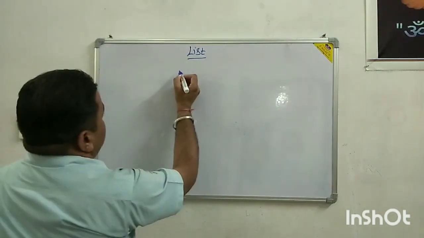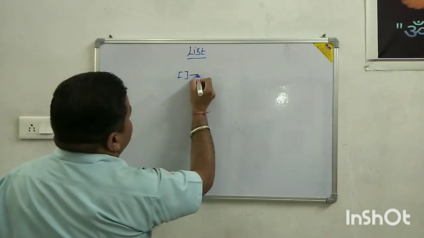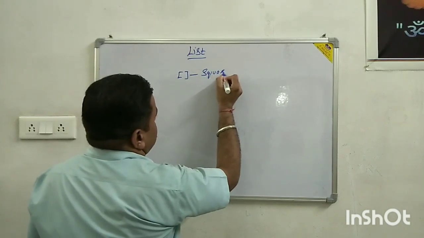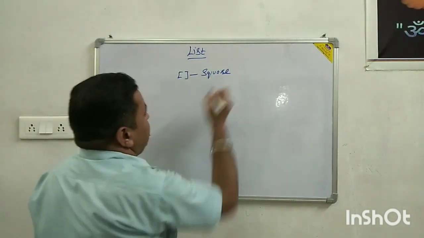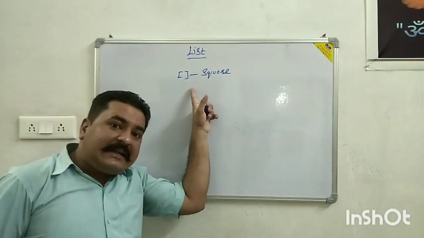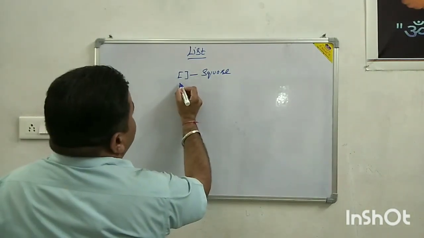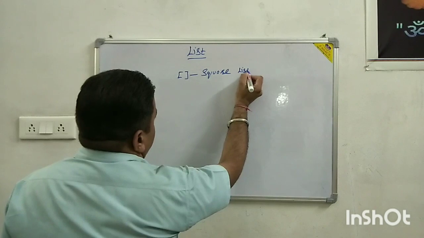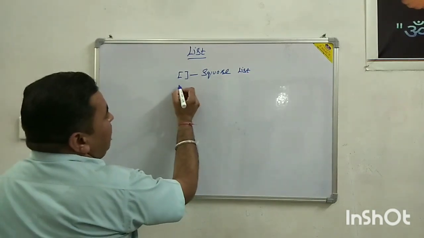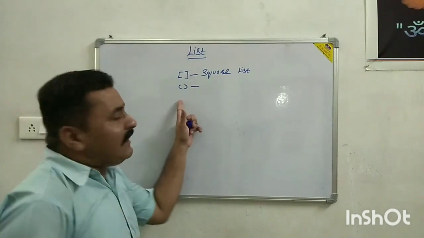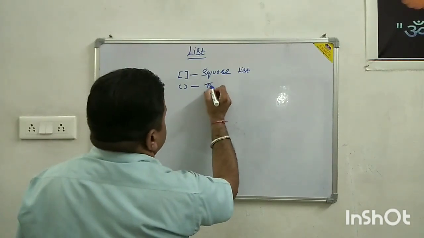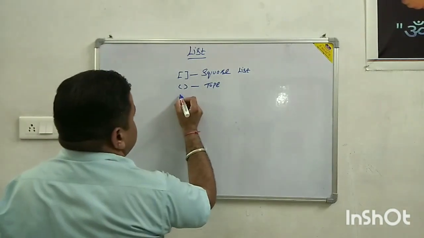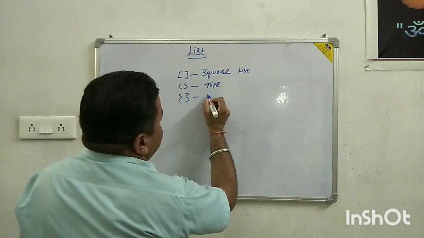So in Python, a list is represented by a special symbol called square bracket. This comes under data types. A list is represented with a square bracket, and if we are talking about a tuple, then we have a different special symbol for tuples. If we are talking about a dictionary, then we use curly brackets as the special symbol.